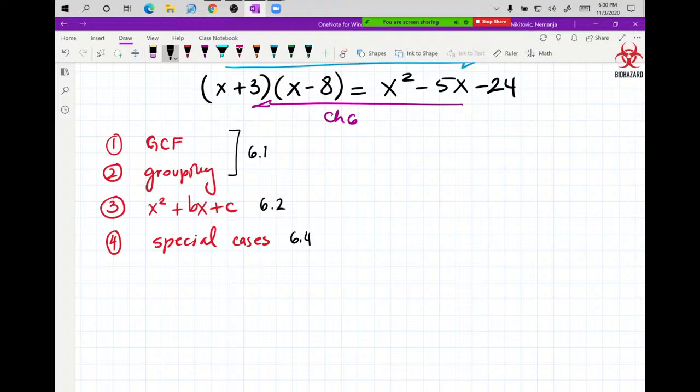There will be an extra section later, but that section is application of factoring to solve equations. So it's not a method of factoring, it's using the factoring to go on.